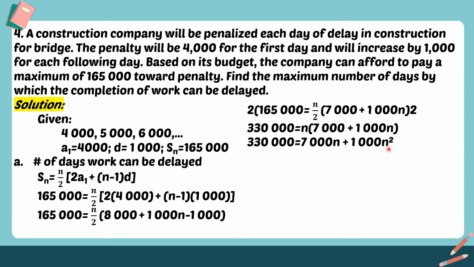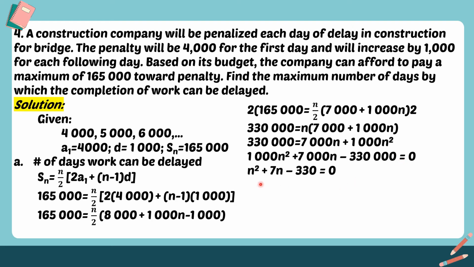Then, next, kailangan natin siyang gawing quadratic equation. So, unahin natin yung merong N squared. Magiging 1,000 N squared. Sunod natin yung may N. That is positive 7,000 N. Transpose natin yung 330,000 sa right side. Magiging negative 330,000. That is equal to 0. Tapos, para maging mukhang simple yung ating equation, since divisible sila lahat sa 1,000, divide natin sila lahat sa 1,000 para maging simplified siya. Magiging n squared plus 7n minus 330 equals 0 na lang ang ating equation.